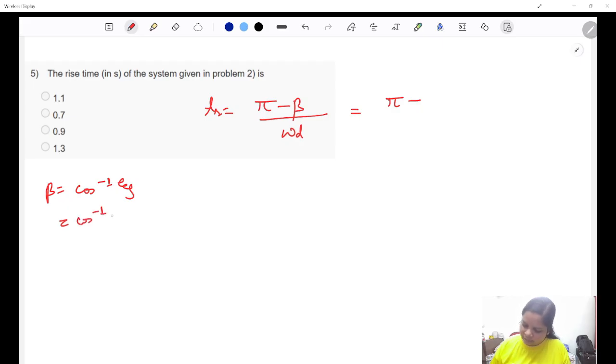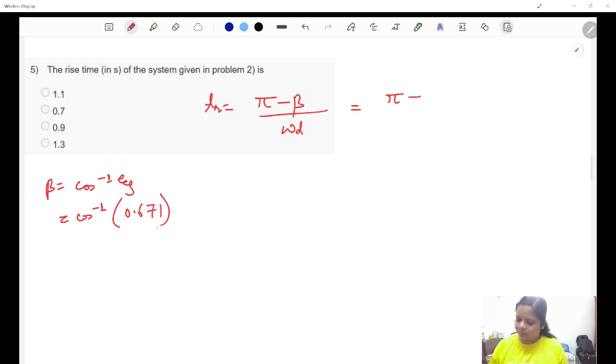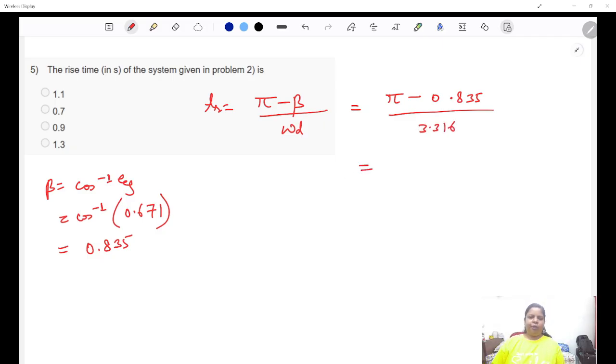What is the value of zeta that we had obtained? It was 0.671, right? From here, you'll get the value of beta. It would come out to be 0.835. Just put this value of beta over here, 0.835, and we got omega d in the last question, right? It was 3.316. Whatever answer you get is going to be your rise time. It would be 0.7 seconds. Any confusion over here?